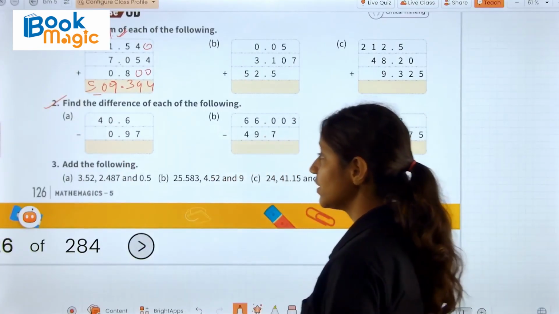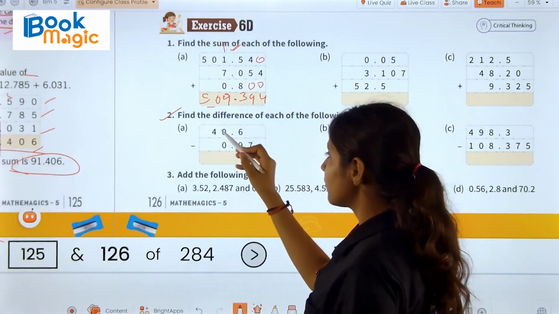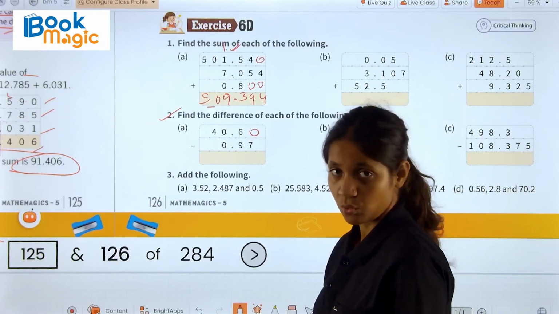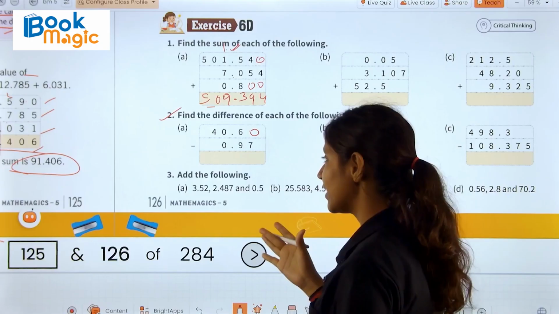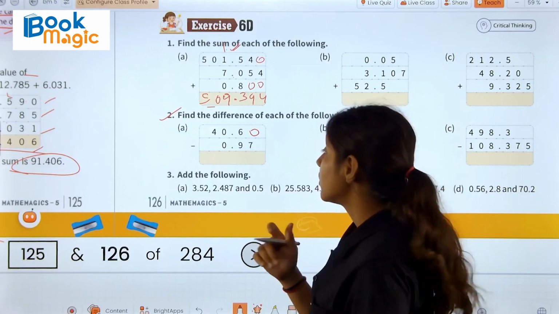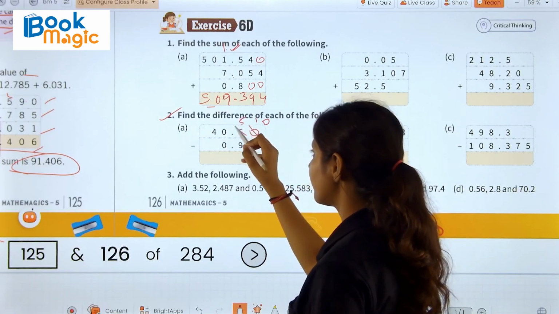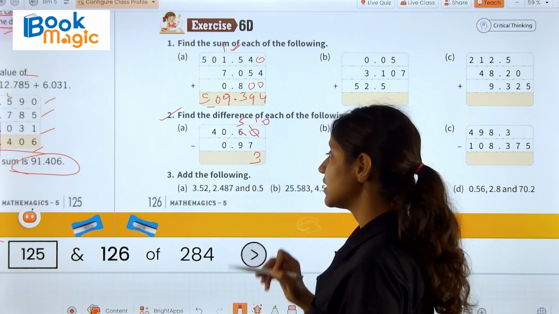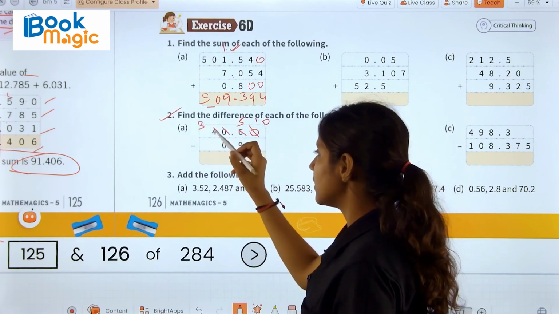Find the difference of each of the following. Here we have 40.6 and 0.97. So we have to make here 0, to make them in a like decimal form. Now 0 minus 7 is not possible, so it will become 10. This will become 5. 10 minus 7 is 3. 5 minus 9 is not possible, so we will take carry from here. So this will become 10.